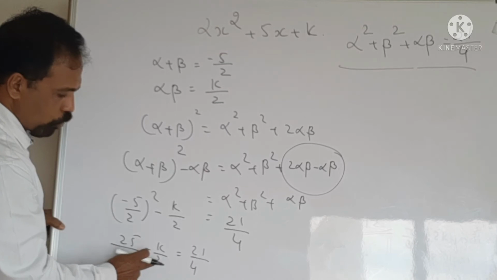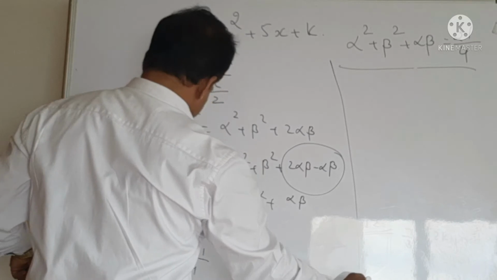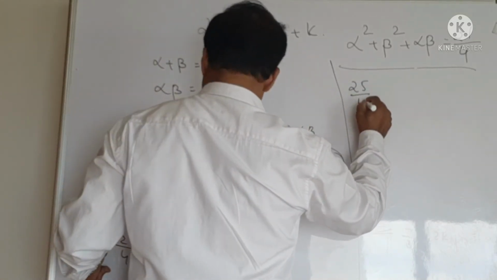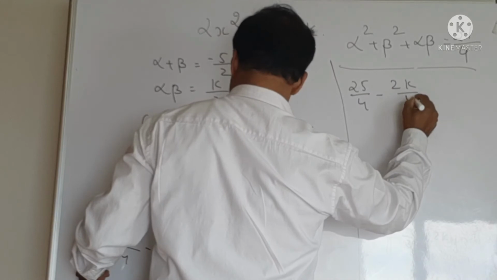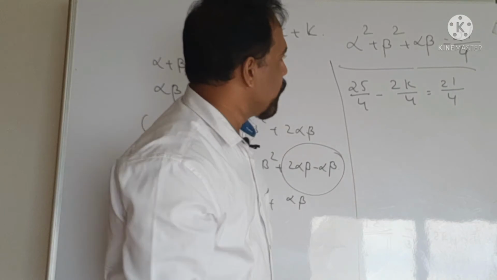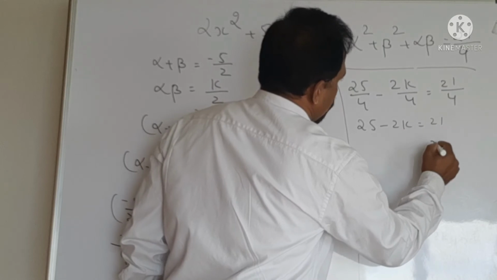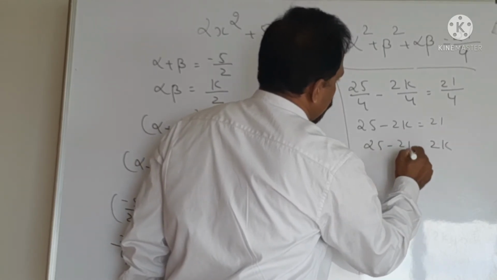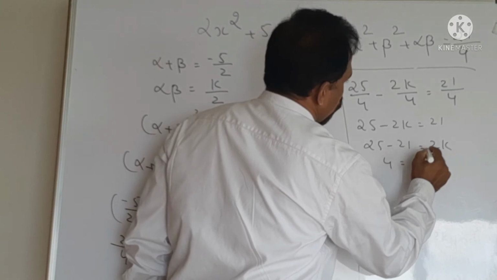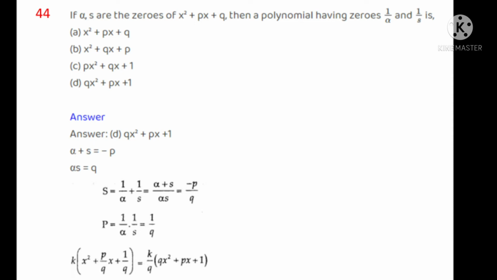So if you multiply this by 2, so that the denominator will be 4, we will be having 25 by 4 minus 2k by 4 is equal to 21 by 4. The complete denominator is 4, so we can omit that. That is 25 minus 2k is 21. Therefore 2k is equal to 25 minus 21, that is 4 is equal to 2k and k is equal to 2.